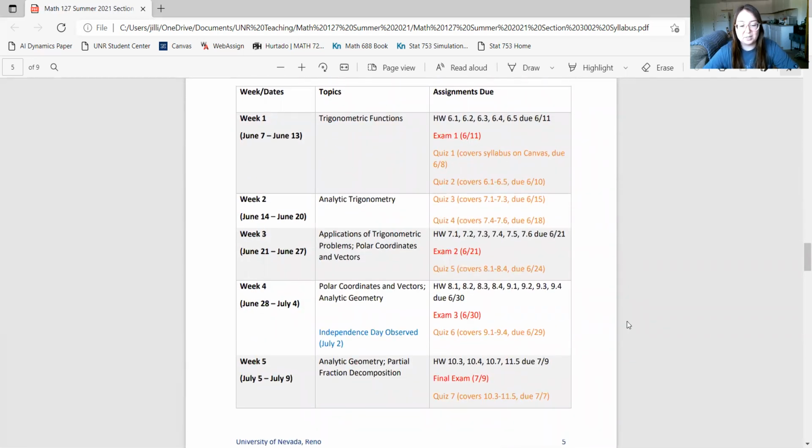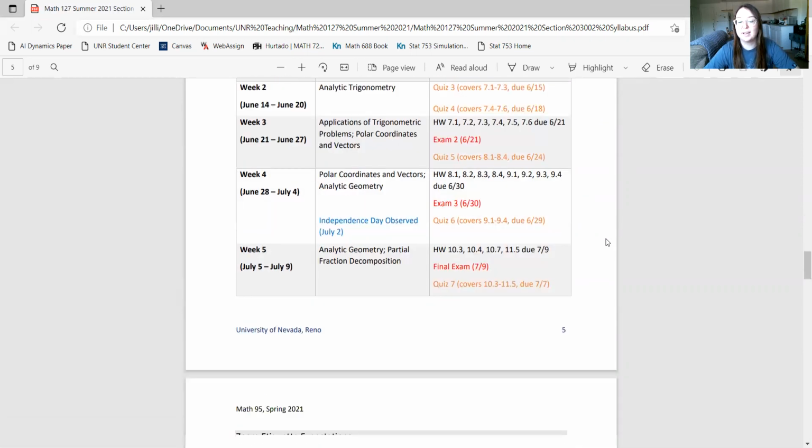All right, and then lastly, we just have our weekly outline here. So we have for each week what homeworks we'll be going over and when they're due, exams, quizzes, and then the topics for that week as well. So you can go ahead and look at that further if you'd like.